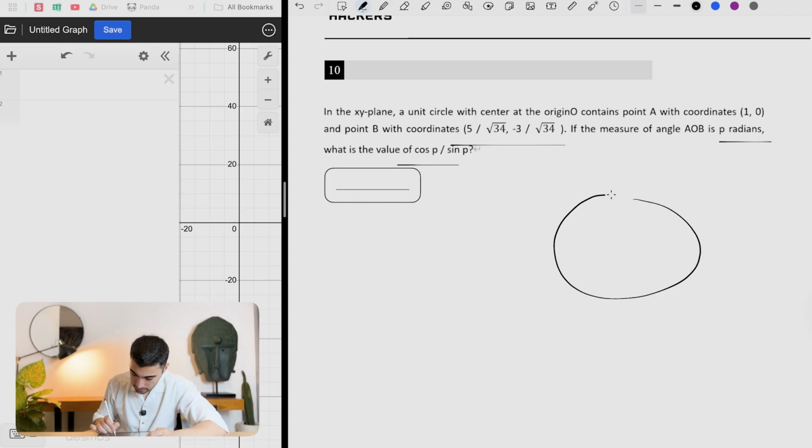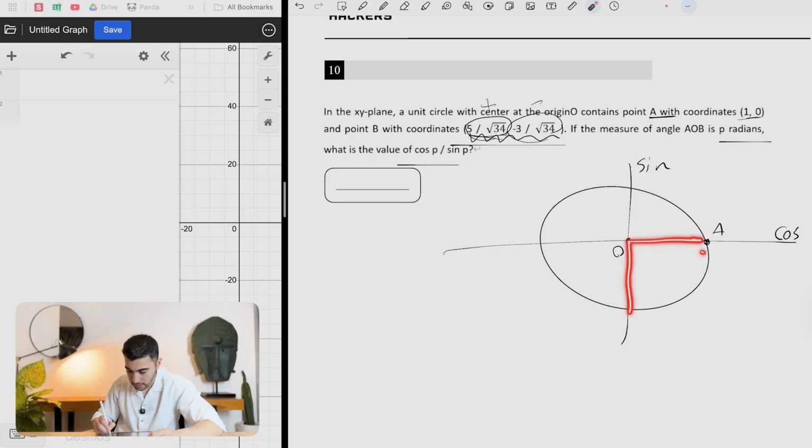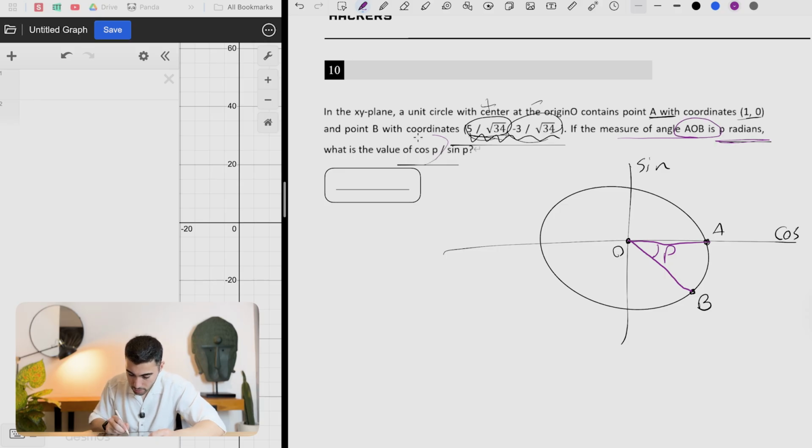So the unit circle looks like this. The x-axis shows the cosine, y shows the sine. We have the point O here, we have point A at (1, 0), that is here, and we have point B at these coordinates. I don't know what these coordinates are, what 12/√34 is, but I know that this one is positive, this one is negative. So the x coordinate is positive, and the y coordinate is negative, so it's in the 4th quadrant. So point B is somewhere here. I'm just going to put a point B here, and this is the angle P. We're looking for the cosine of this angle and the sine of this angle.